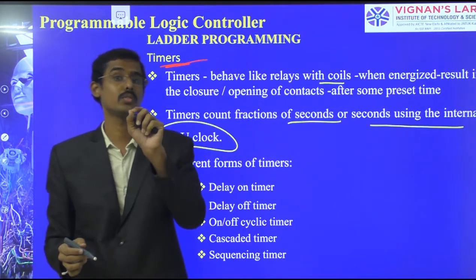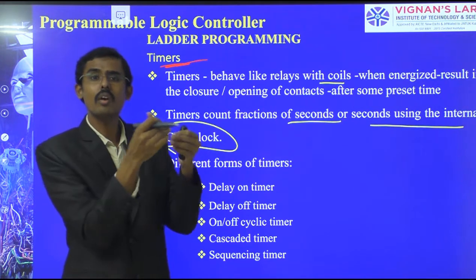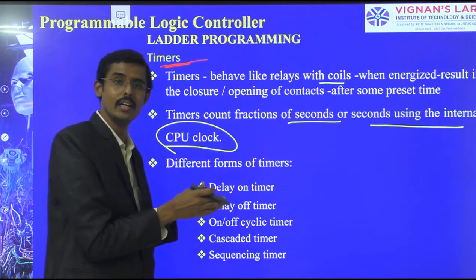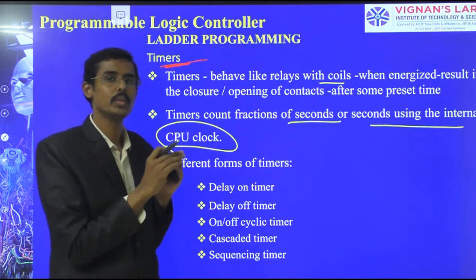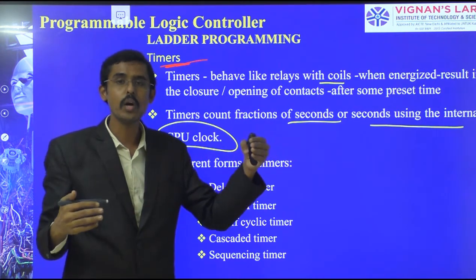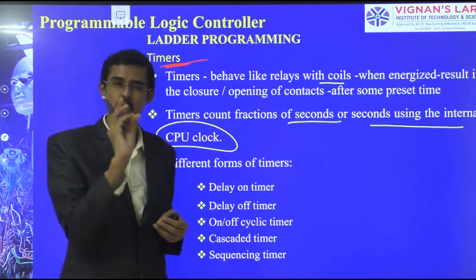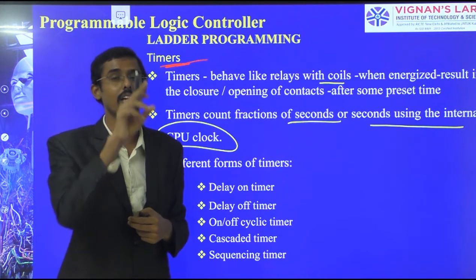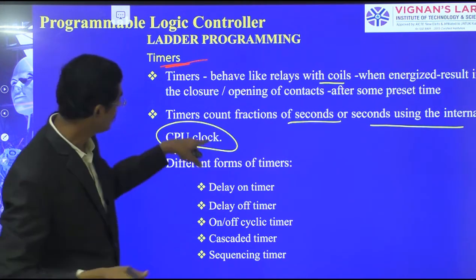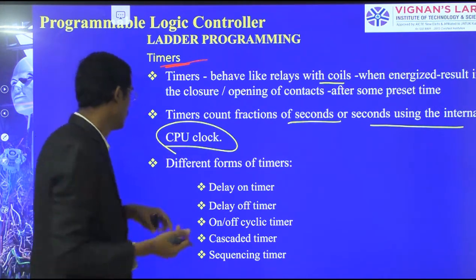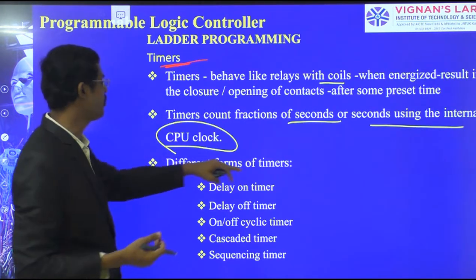In the microprocessor, we have seen that one clock is interconnected along with the inputs, the outputs, and all the input hardware devices and programming devices. One small CPU clock is there in the internal architecture of the microprocessor, and that helps here to count the timers. So, there are different types of timers.